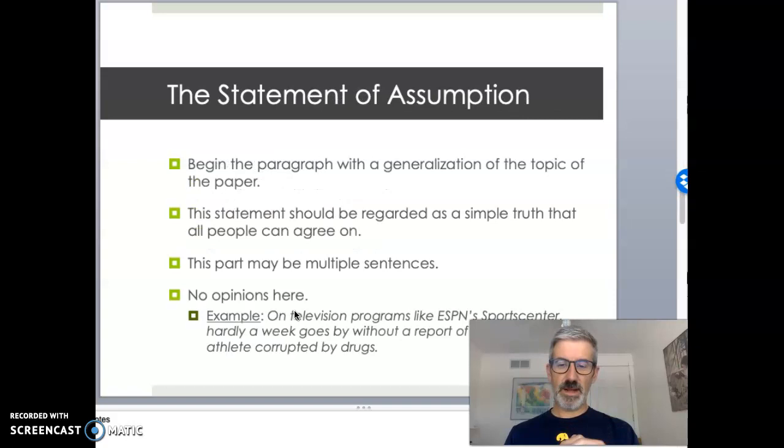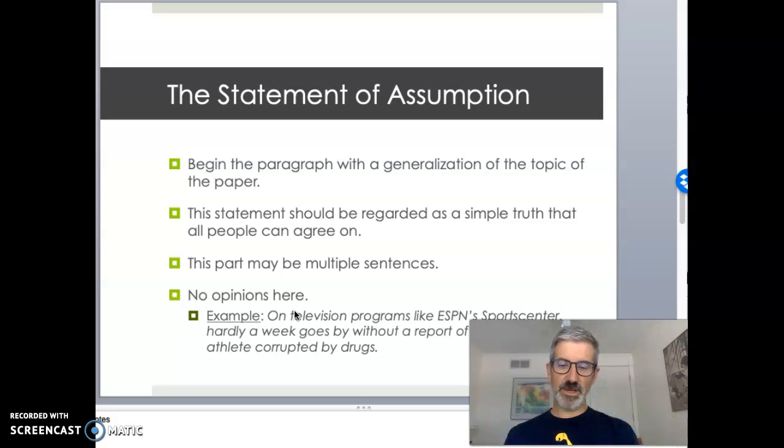The first part I refer to as the statement of assumption. Here we're going to begin this paragraph or section with a generalized statement about the topic of the paper. So you need to introduce the topic here. This statement should be regarded as a simple truth that all people can agree on. You do not want to have an opinion at this point. So the hook transitions into this general statement of assumption. A general truth stated right at the beginning, and this could be multiple sentences long.